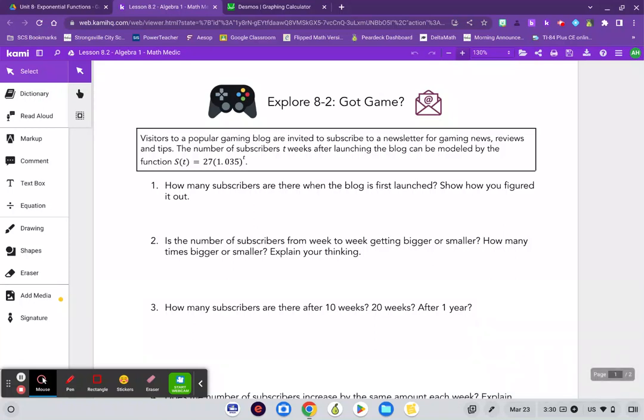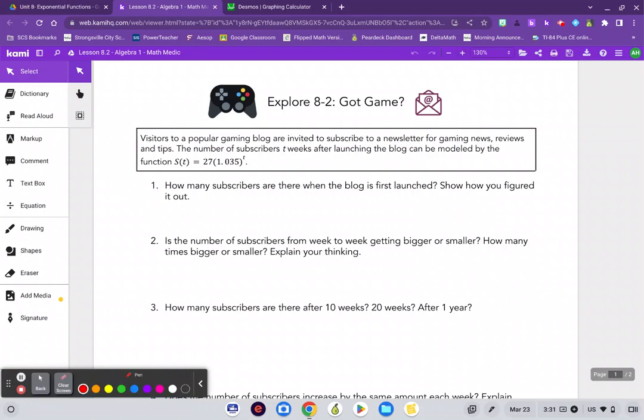So visitors to a popular gaming blog are invited to subscribe to a newsletter for gaming news, reviews, and tips. The number of subscribers t weeks after launching the blog can be modeled by the function s of t equals 27 times 1.035 to the t.